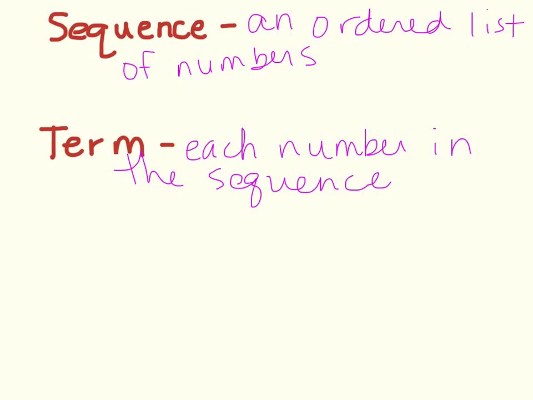So if we have a sequence 3, 8, 13, 18, 23, and so on, this is a term, this is a term, this is a term. Each number in the sequence is a term. We also refer to them as term 1, term 2, term 3, term 4, term 5.